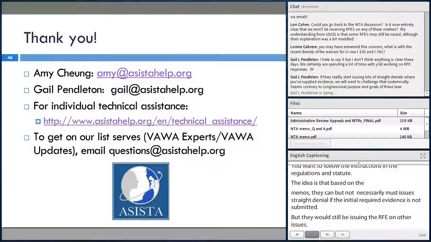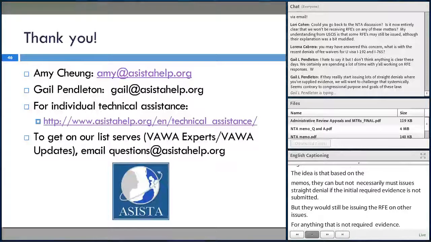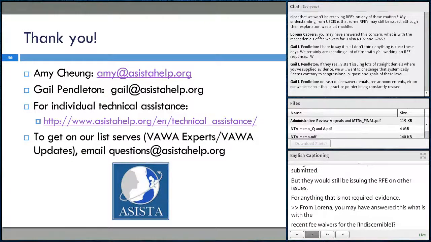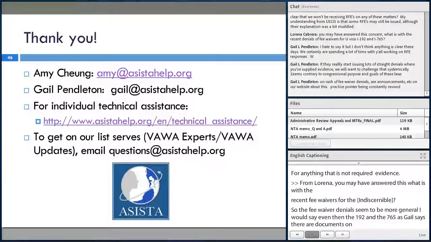And then from Lorena, you may have answered this concern. What is with the recent denials of fee waivers for U visa I-192 and I-765? So the fee waiver denials seem to be more general, I would say, even than 192s and 765s. As Gail says, there are some documents on our website that address some practice pointers that we have on this, and then we're also going to be talking in more detail about fee waiver denials and some suggested arguments, and practice pointers at our next webinar on December 3rd.